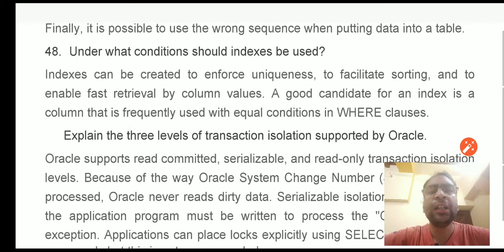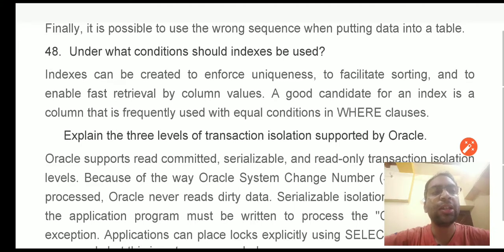Next question. Under what conditions should indexes be used? Indexes are objects that can be created in the database to perform searching faster. They are very similar to the index we find in any book that helps us find a topic faster. So indexes can be created to enforce uniqueness, to facilitate sorting, and to enable fast retrieval by column values.